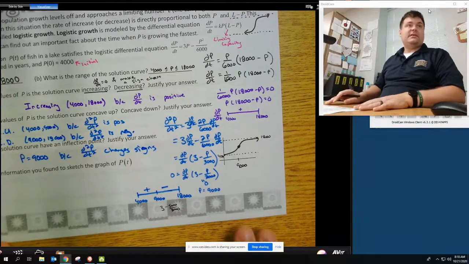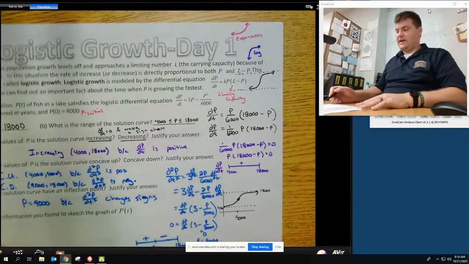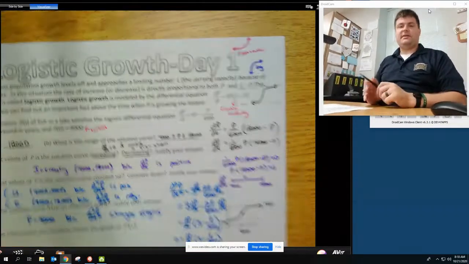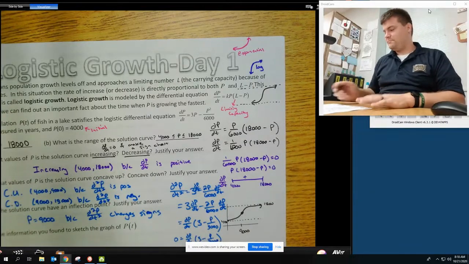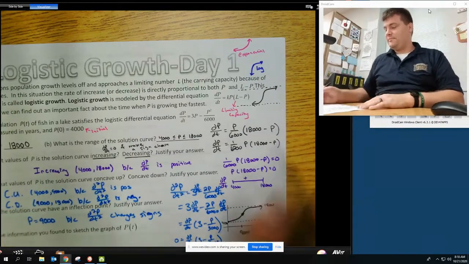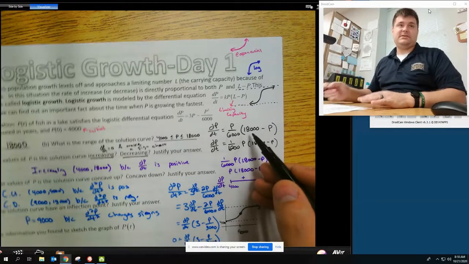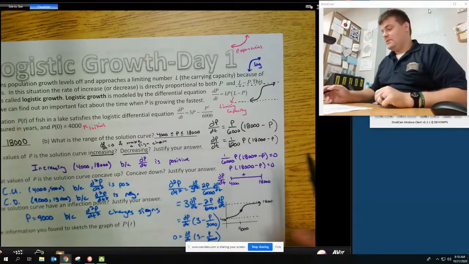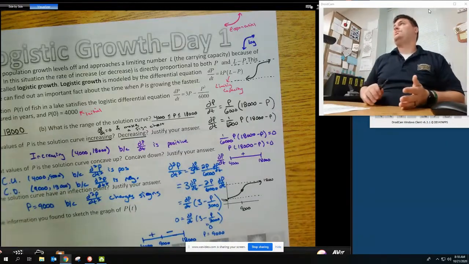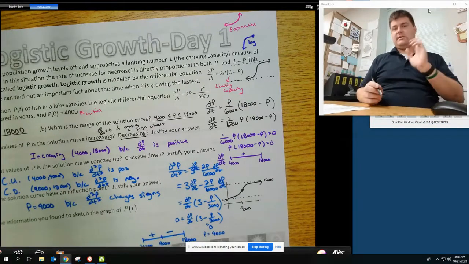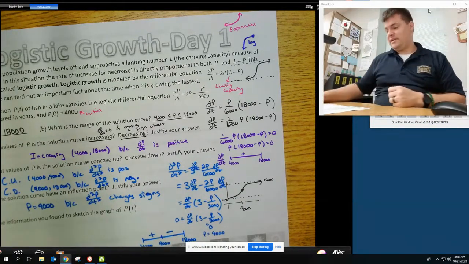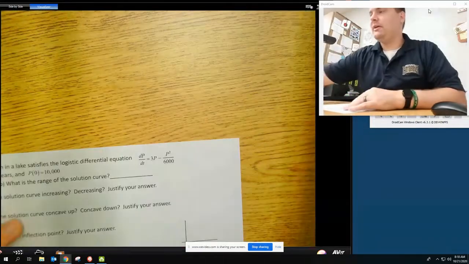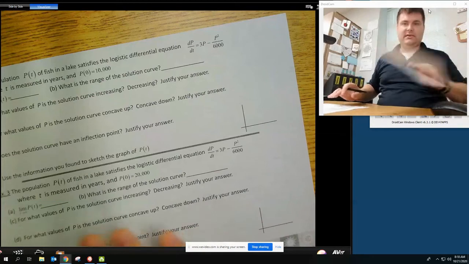Which you want a bit of a hint. It changes concavity halfway through the limiting capacity. Okay, so that's what's going on. So if our limiting capacity is 18,000, it's going to change concavity at 9,000. If the limiting capacity was like 22, it would change concavity at 11. Okay, so there you go. There's dipping your toe a little bit into the logistic growth type of deal here.